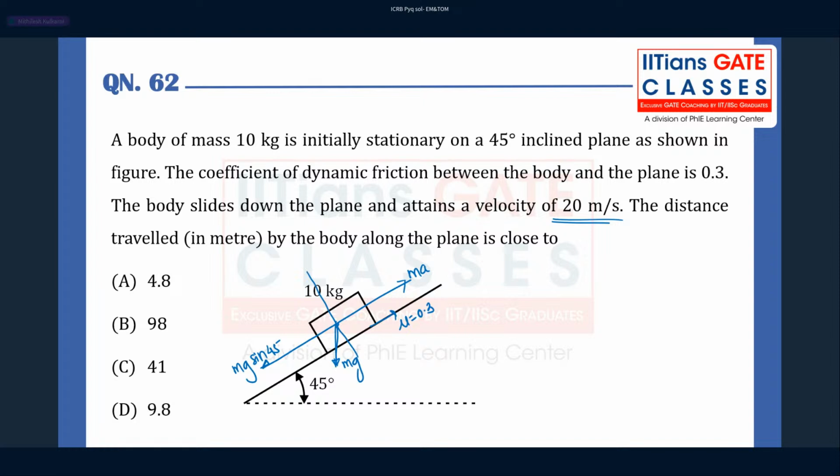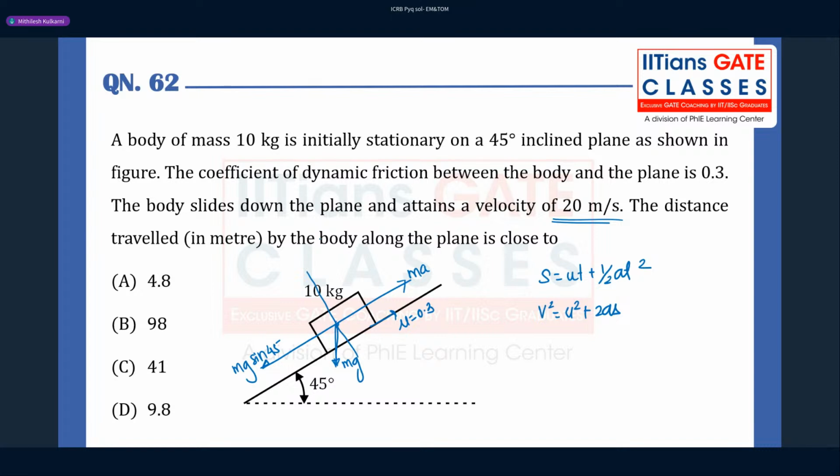And they are asking us to find the distance. Distance can be calculated as s is equal to ut plus half at square. We know that the body is initially stationary, meaning the initial velocity of the body is 0. So we can directly say that the distance is half at square. Okay, one more formula is there: v square is equal to u square plus 2as.